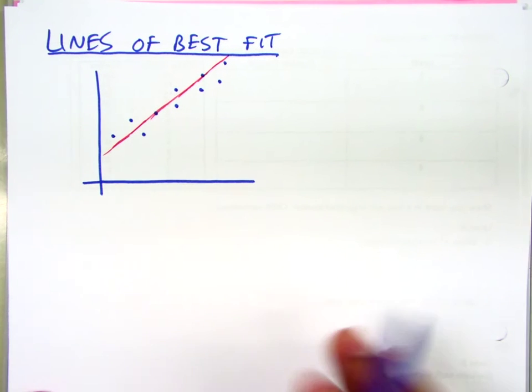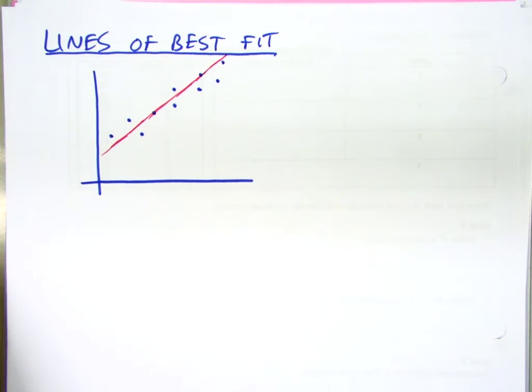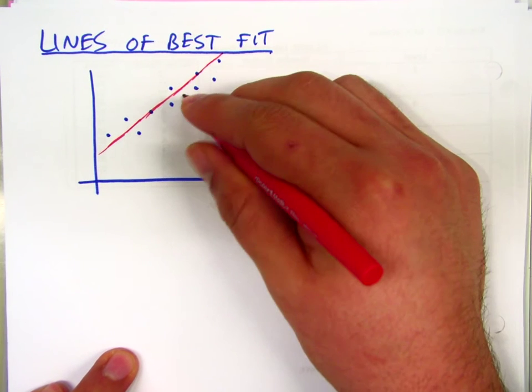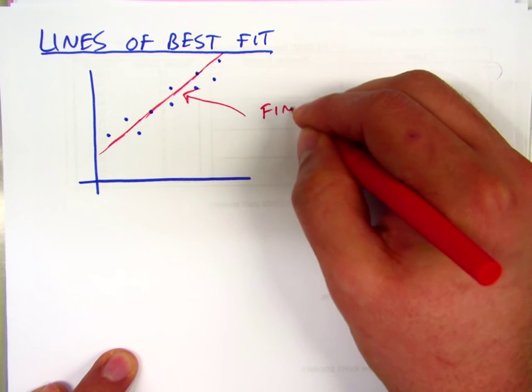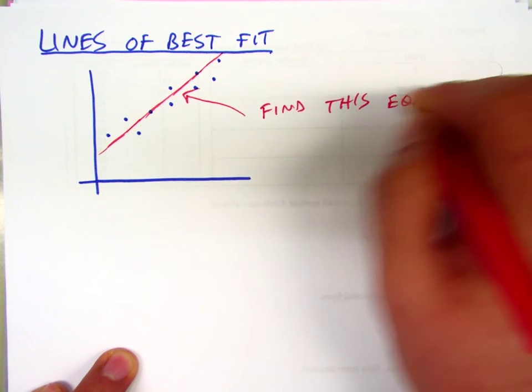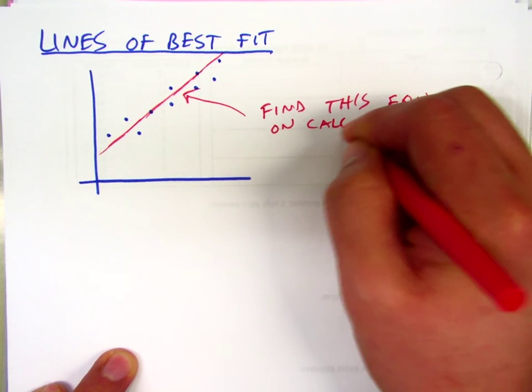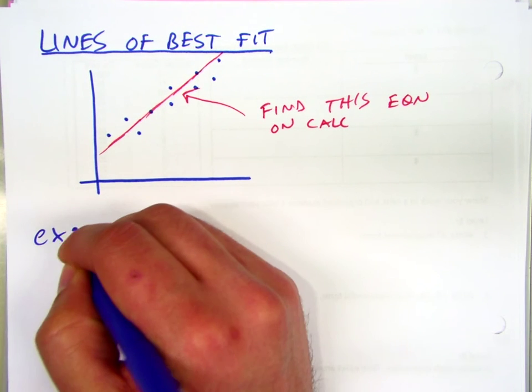So I'm going to give you a way. The goal here is to find this equation on the calculator. So not only can we visually approximate it, but we could do better than that. And so here's an example.